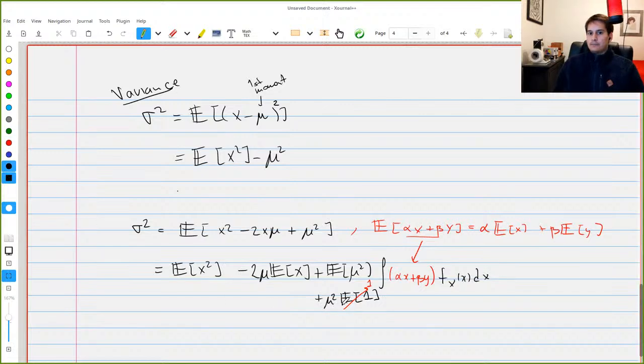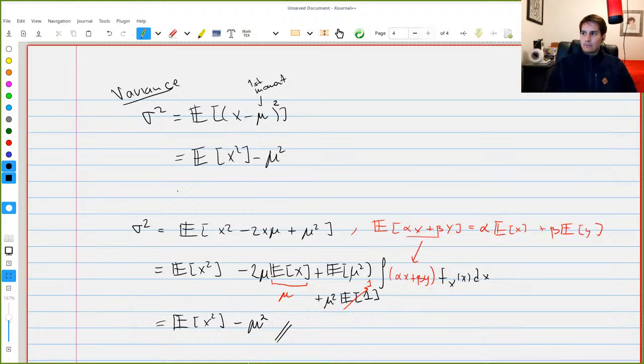And another thing is that the expected value of x is the definition of mu. And minus 2 mu squared plus mu squared is equal to minus 1 times mu squared. And therefore, we arrive to our conclusion.